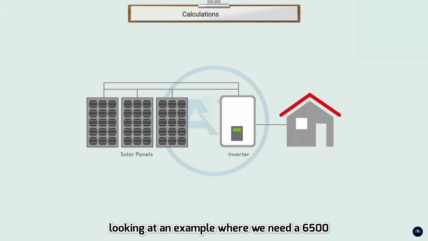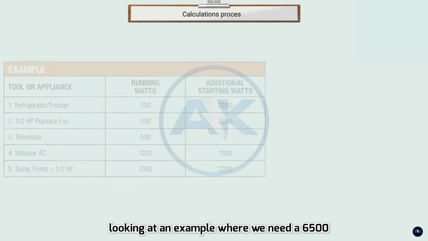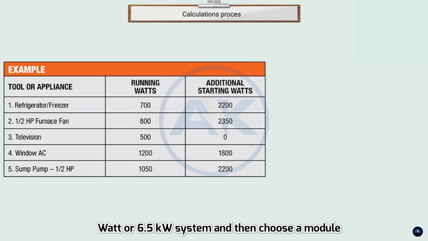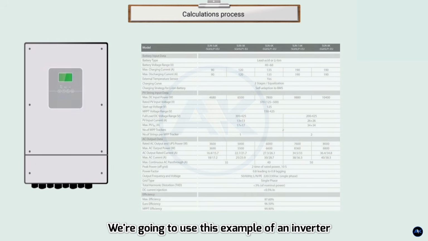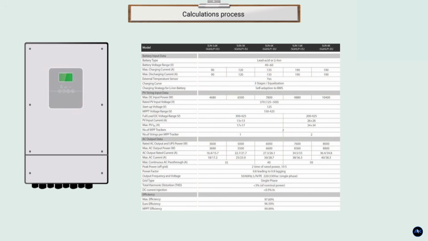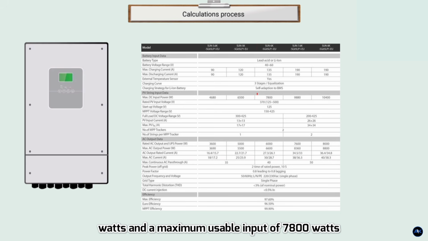Let's begin by looking at an example where we need a 6500 watt or 6.5 kilowatt system and then choose a module and an inverter that matches this requirement. We're going to use this example of an inverter that has a nominal output of 6000 watts and a maximum usable input of 7800 watts.